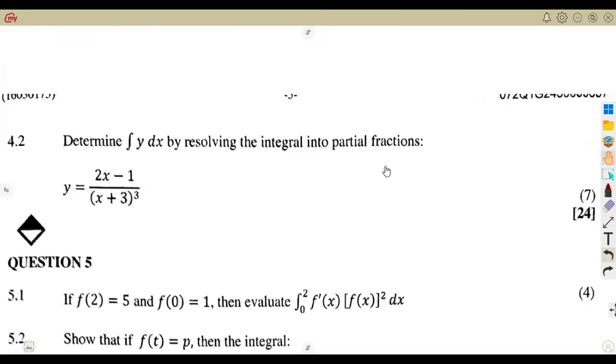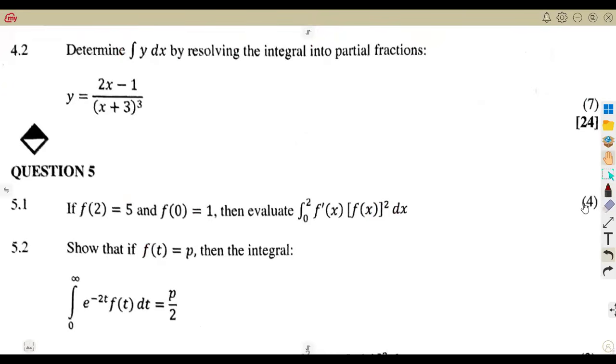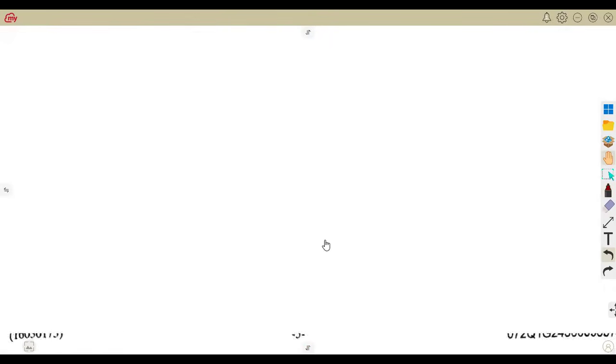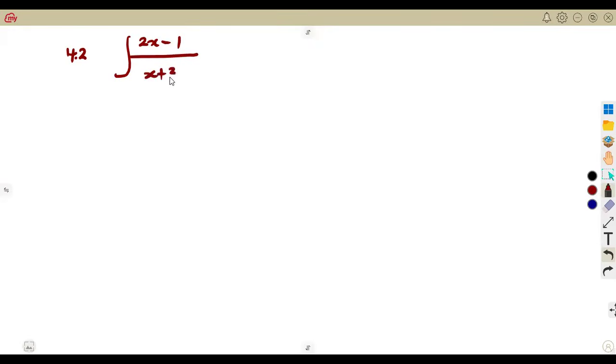On 4.2, they want you to determine the integral of y with respect to x, but we are given by resolving the integral into partial fractions. All right, so let's consider what we are given there. That's 4.2. So on 4.2, you are given the integral of 2x minus 1 over x plus 3 to the exponent of 3 with respect to x.